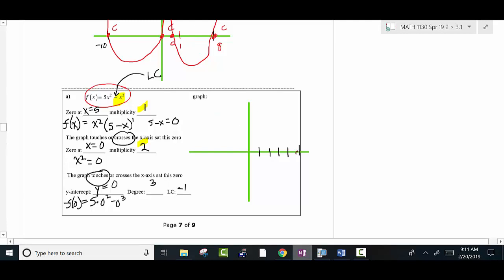Let's see, I'll put a dot on 5. That one had an odd multiplicity, therefore it's going to cross. And then you had a 0 at 0. It had an even multiplicity, therefore it's going to touch. Now what happens on this one is it's an odd degree with a negative leading coefficient. Remember, odd degrees go like this. If the leading coefficient is negative, then the end behavior goes like that. Then you just sketch it from here.